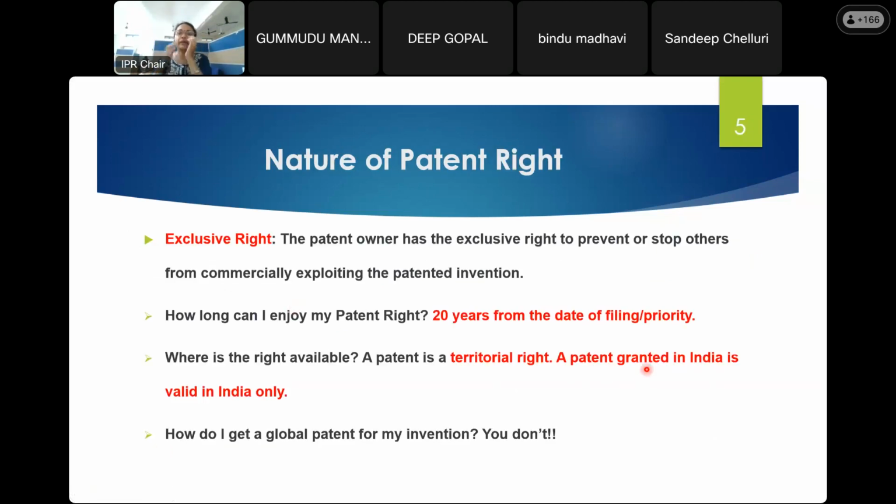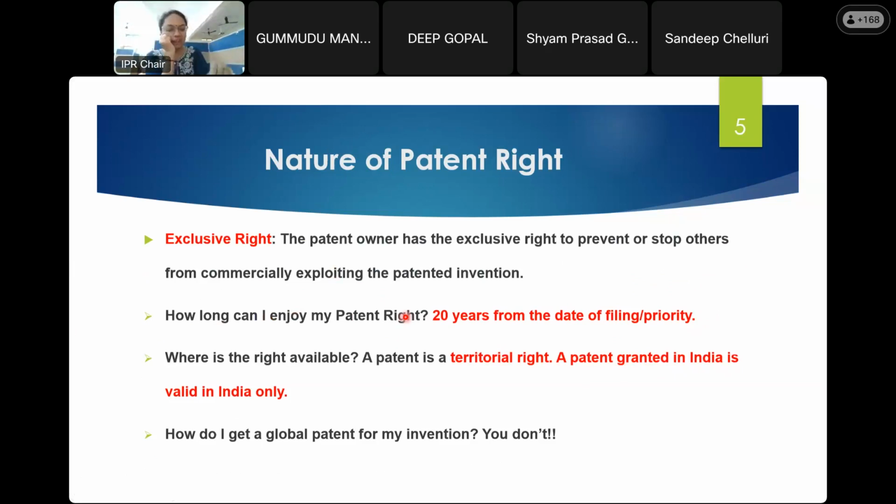What is the nature of patent right? So patent is an exclusive right. So you can stop every third party from doing any other thing. How long can you enjoy your patent right? That is 20 years from the date of filing or priority. This is one important thing for your examination or for anything related to patents.